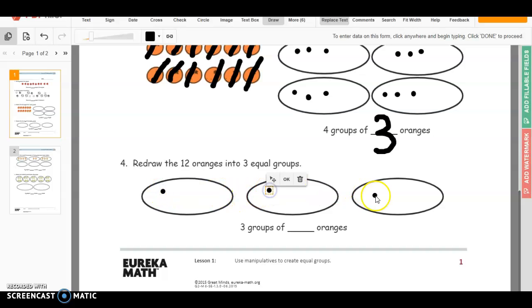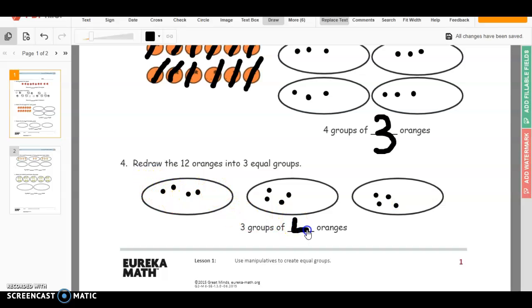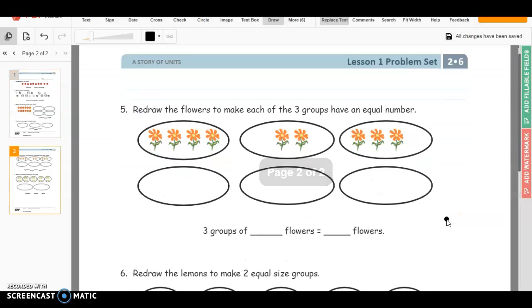1, 2, 3, 4, 5, 6, 7, 8, 9, 10, 11, 12. So I have 3 groups of 1, 2, 3, 4 oranges. Give yourself a pat on the back if you've gotten 100 so far. Let's go ahead and move on to problem 5.